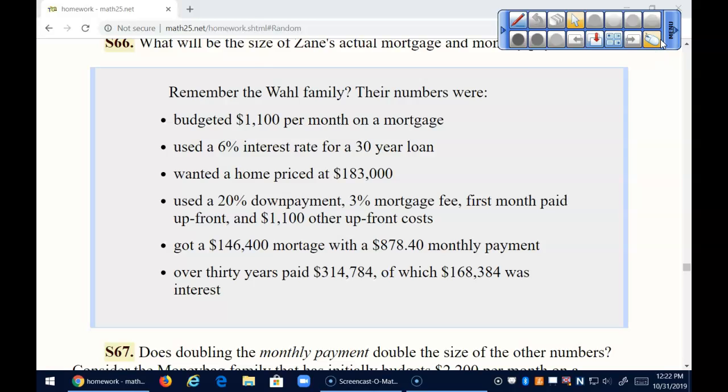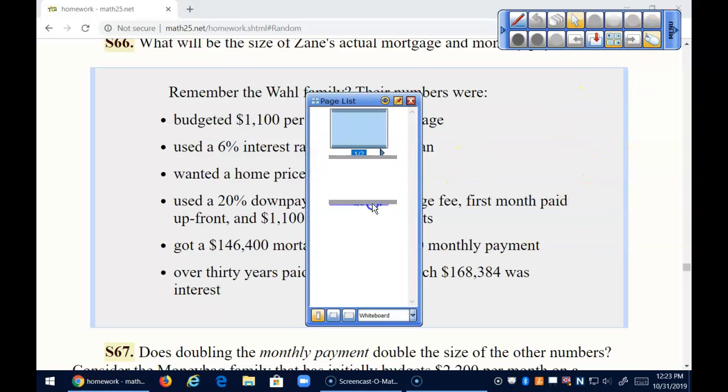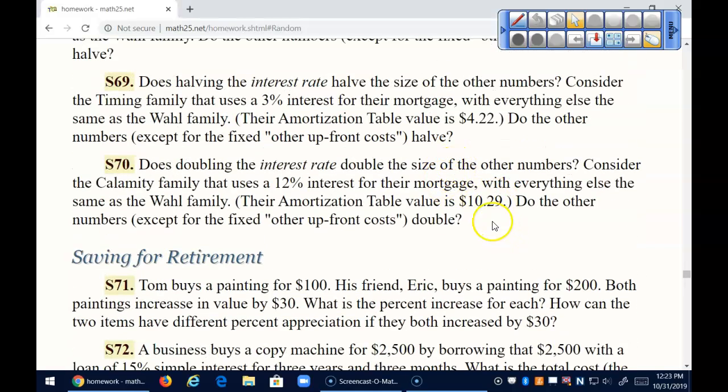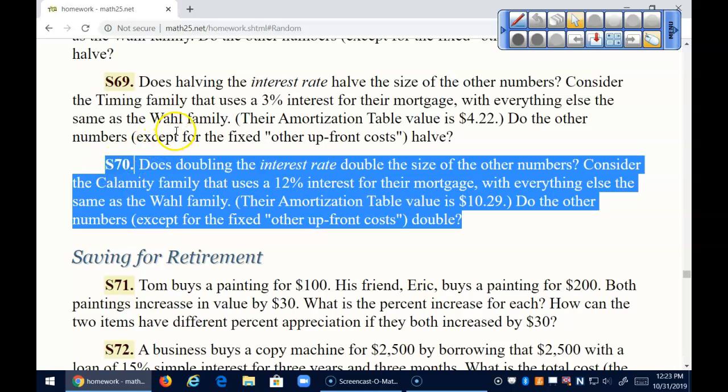Just one of the doubling or halving. So the last problem will say, what happens if we double the interest rate?